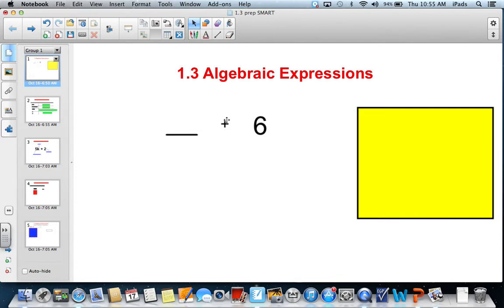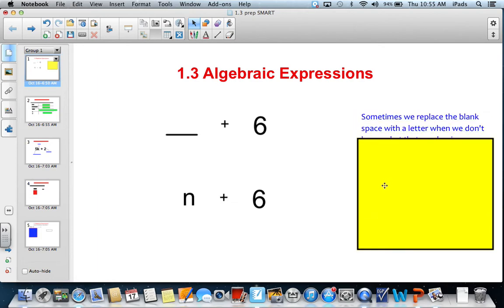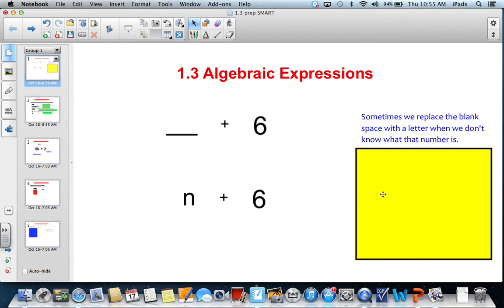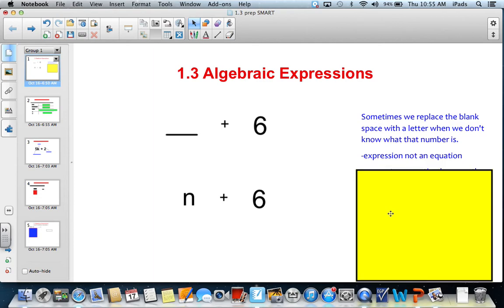So for instance, something plus 6, I could also look at that as a letter, n plus 6. All I've done is replace the unknown, the number that we don't know, with a letter. Sometimes we replace the blank space with a letter when we don't know what that number is.